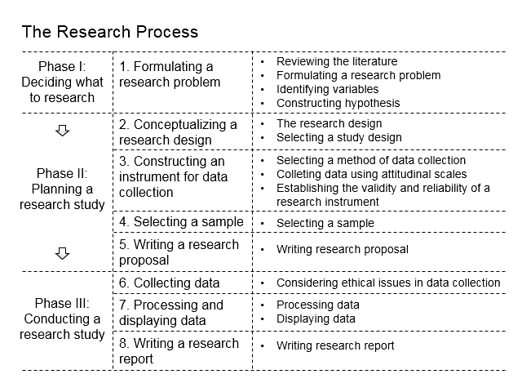This slide outlines a typical process of conducting a research. It basically consists of three main phases, which include deciding what to research, planning a research study, and conducting a research study. In deciding what to research, it involves formulating a research problem. This can be done by having an extensive review of the literature in the field that you intend to study.